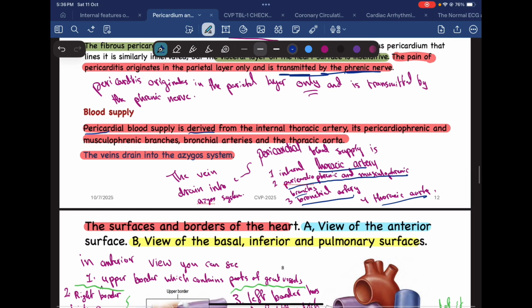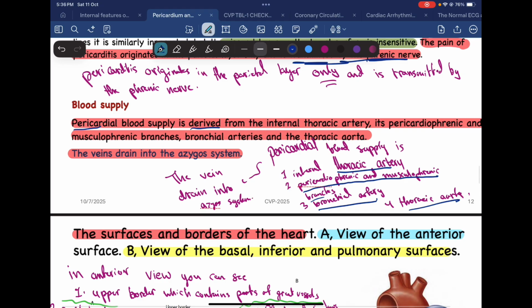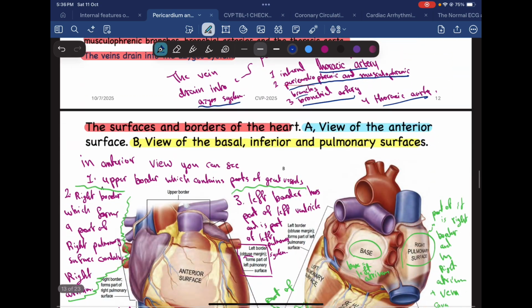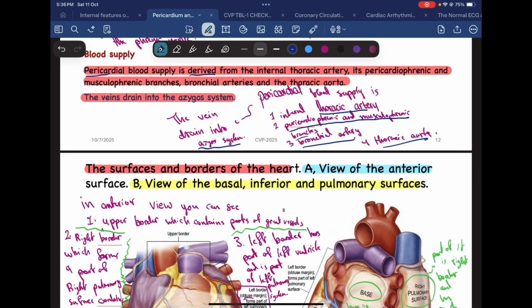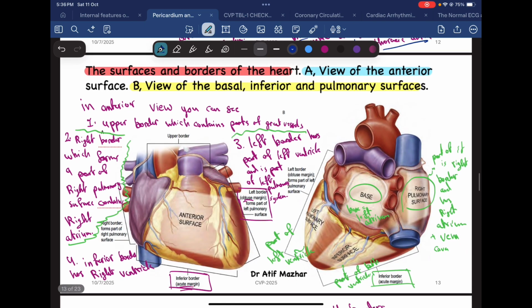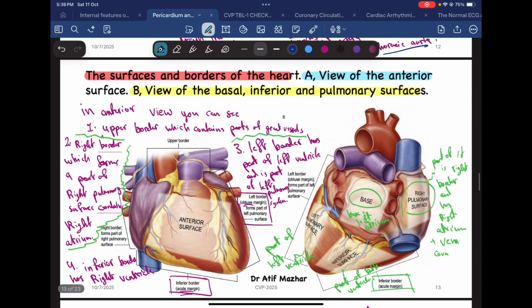Okay? Now the veins for the pericardial, where do they drain? They drain straight into the azygous system. You're not required to know what azygous is, but you're required to know that the veins drain into the azygous system. Now we're gonna talk about the surface and borders.